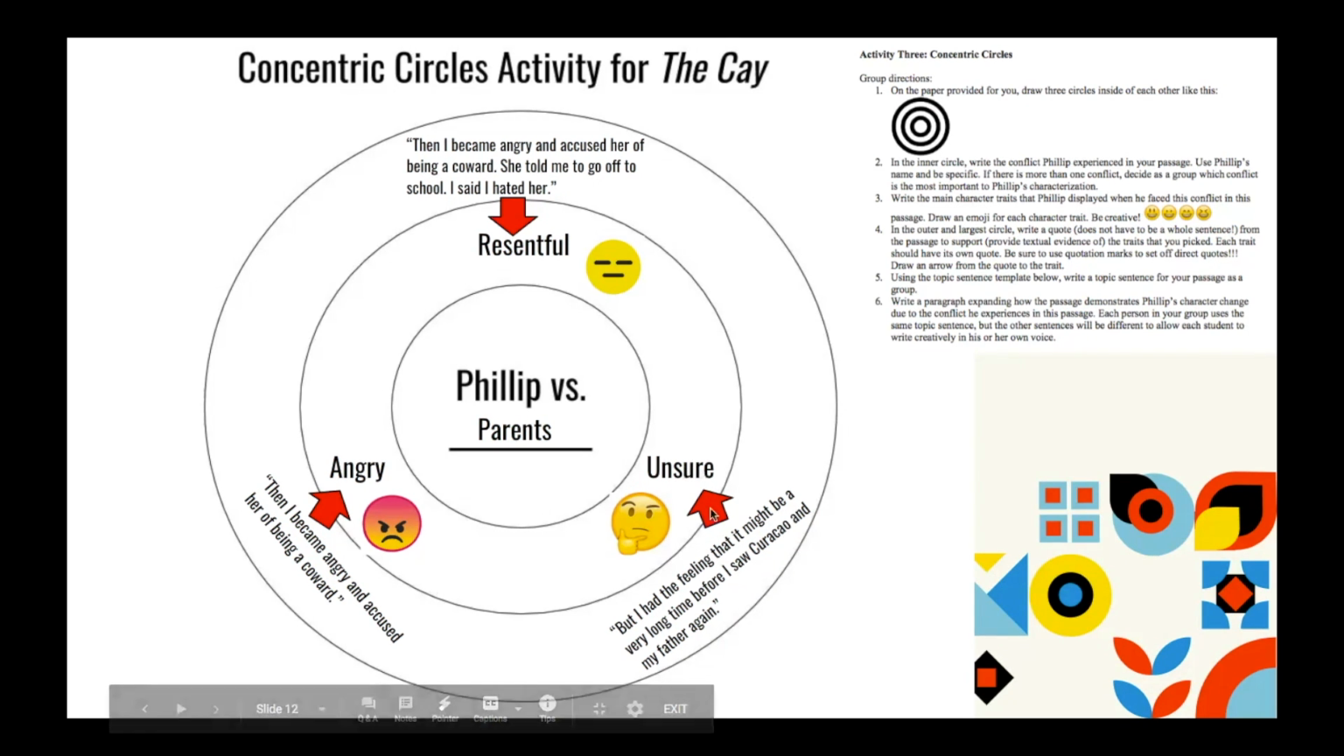Okay, here's unsure. "But I had the feeling that it might be a very long time before I saw Curacao and my father again." So he was just a little unsure, even though he went back and told his friends that he was just going to visit his grandparents. He had a feeling he wasn't going to be back, but he wasn't exactly sure. Right here, he's angry. "Then I became angry and accused her of being a coward." I mean, that's explicitly stated there. That's easier for students to pick up on, and they will use those, and that's fine.